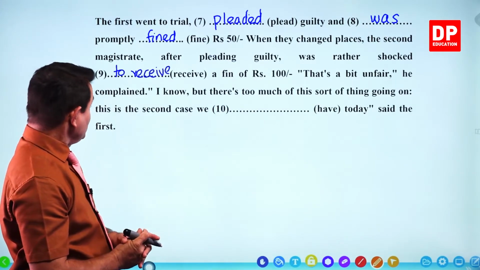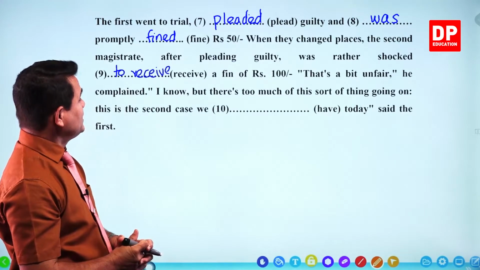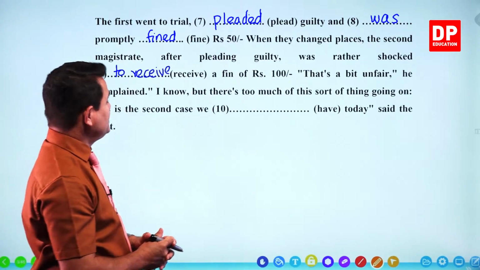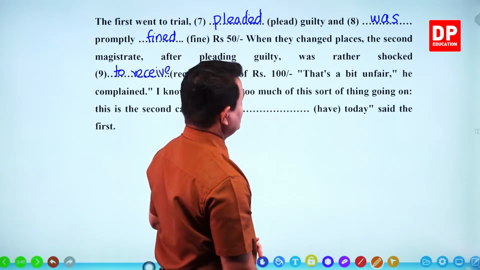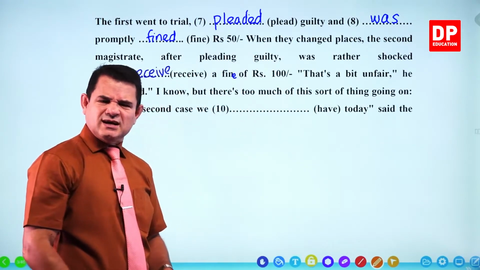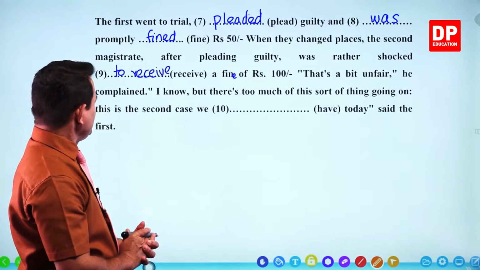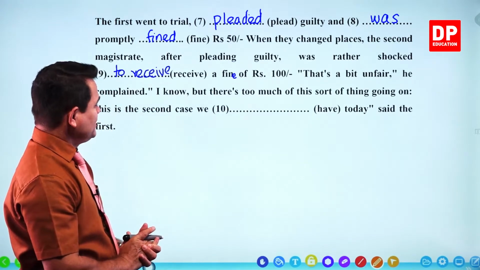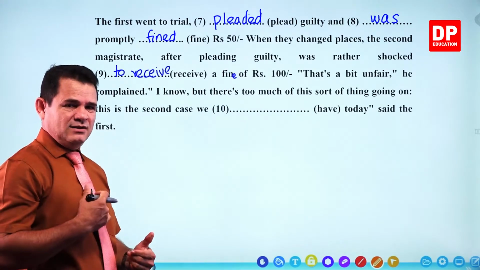Was rather shocked to receive a fine of 100 rupees. That's a bit unfair, he complained. I know, but there's too much of this sort of thing going on up here.